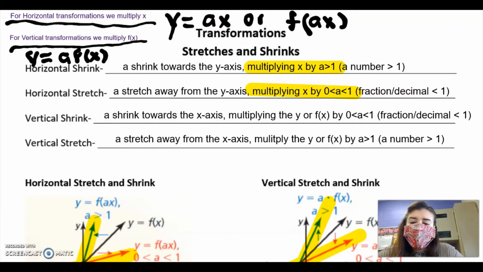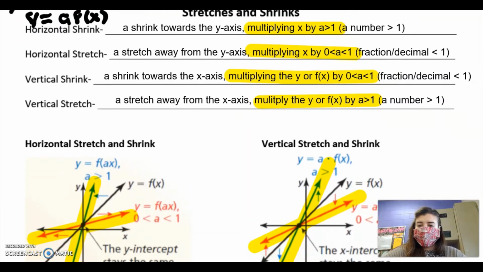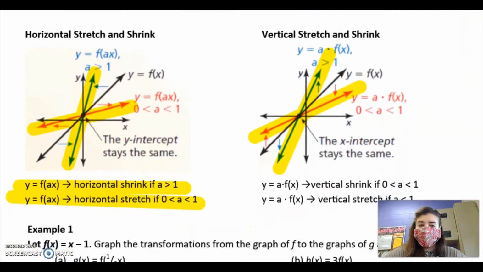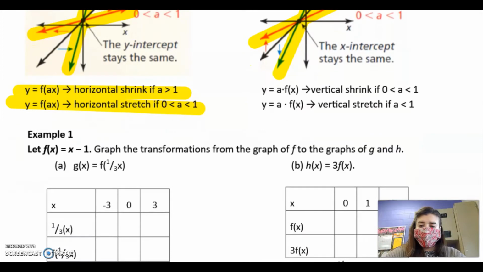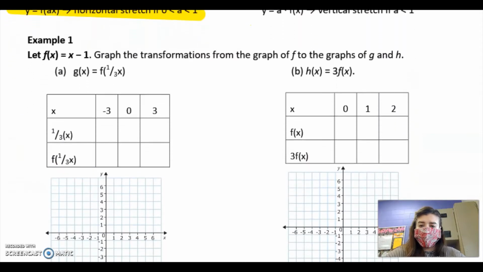Now we're on to our vertical shrink. This is when we're multiplying y by a fraction. Now our stretch is when we multiply y by a number greater than 1. So you're going to want to reference back to all of these little graphics for us.